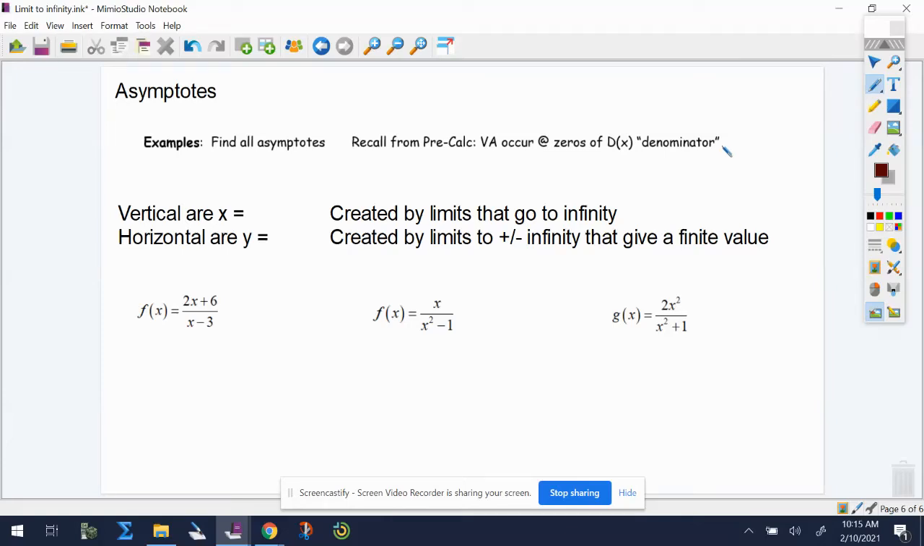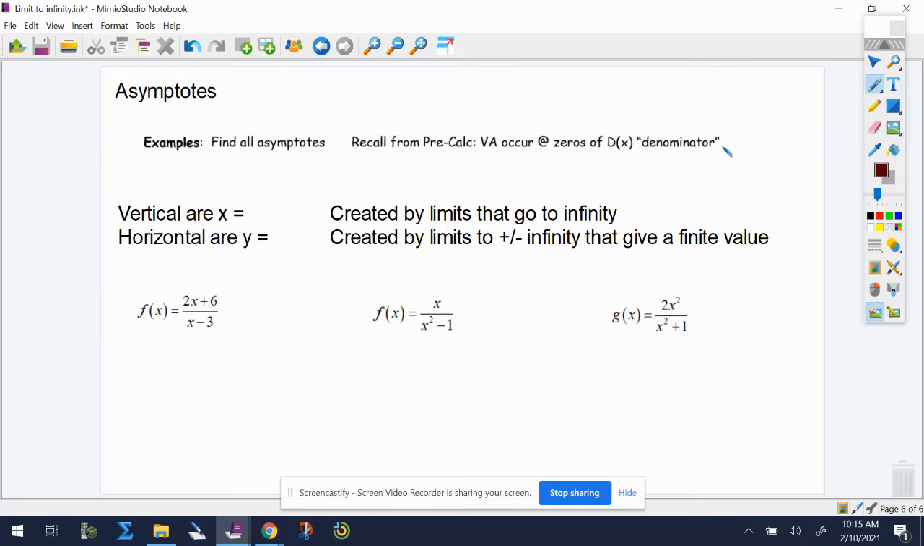The last part of this section is really just a recap of asymptotes. So we've been talking a lot about horizontal asymptotes and end behavior, but I want you to also realize that there are also vertical asymptotes. So you will have questions that will ask you to find all asymptotes. So let's recap how you find a vertical asymptote.